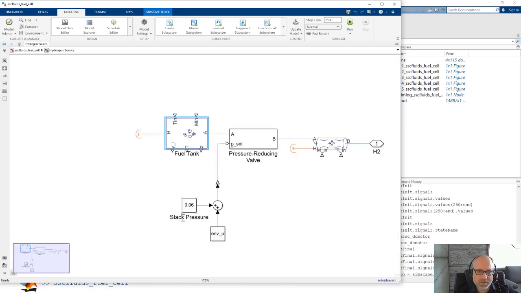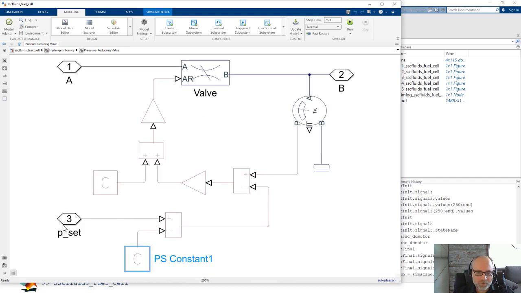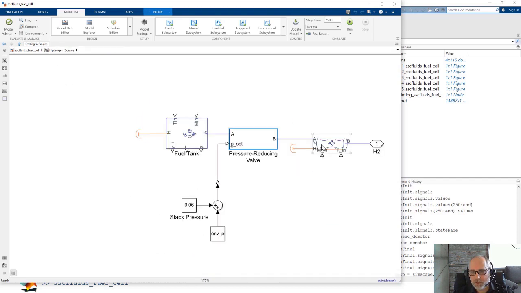So what's done in this block is that we have to reduce this high pressure of the tank of about 700 bars to a pressure of about 1.6 bar for real operation. So we have got this pressure reducing valve with some controller, and we have got a pipe element. Once again, as mentioned before, the same connection inputs for the mass flow of the species and the temperature.